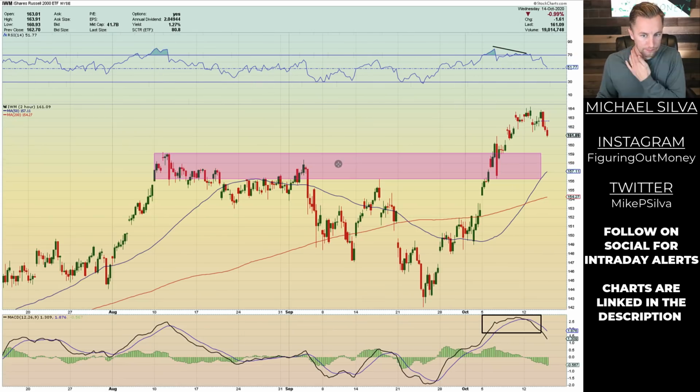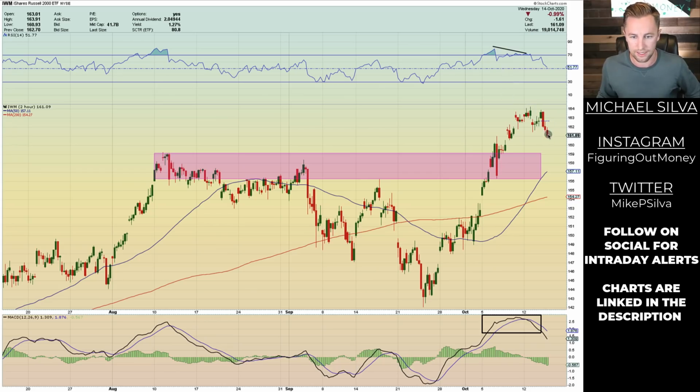Everything's so interesting. On the 2-hour time frame for the Russell 2000, remember we talked about this bearish crossover right here, still above zero, but it was worth noting. I say that a lot. And then we had the bearish divergence. Well, what do you know? Boom, boom, boom.